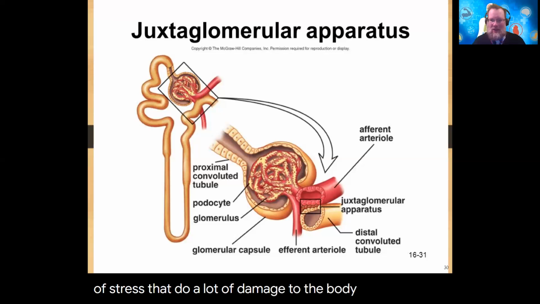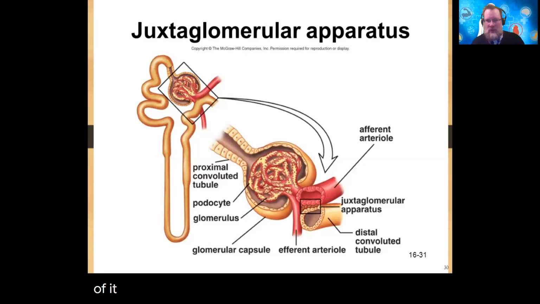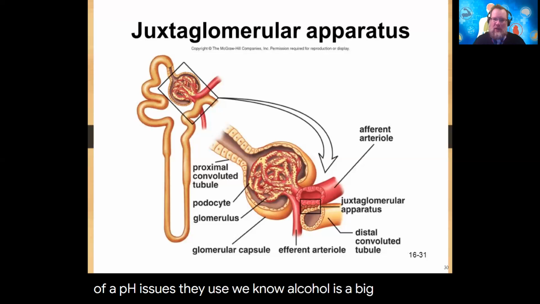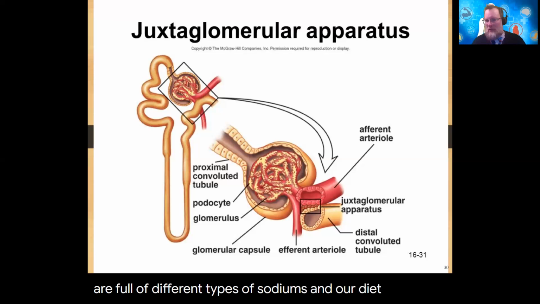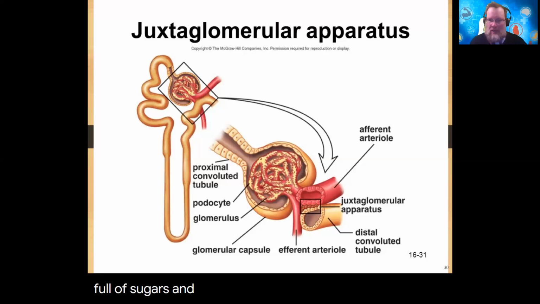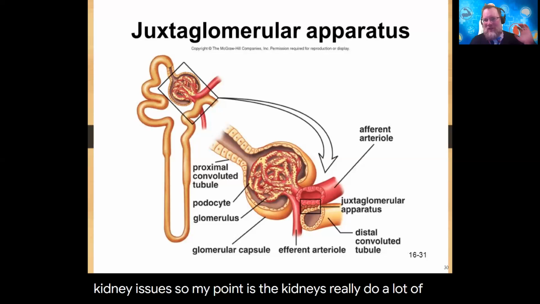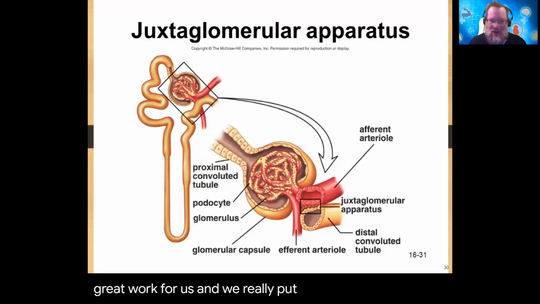They have a lot of pH issues. They have hydration issues. We know alcohol is a big deal. We know that a lot of the pharmaceuticals that folks are taking are full of different types of sodiums, and our diet's certainly full of sugars, leading to type 2 diabetes, leading to kidney issues. So my point is, the kidneys really do a lot of great work for us, and we really put them through a lot of strain and stress.